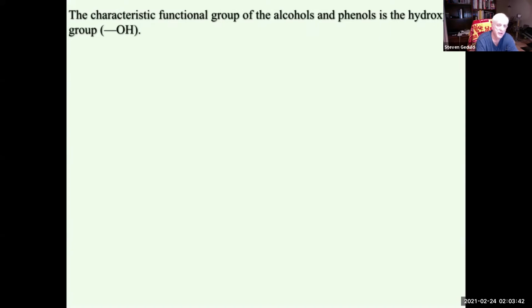The characteristic functional group of alcohols and phenols is the hydroxyl group. Remember we talked about phenols a little bit also? Phenols are a benzene ring, which is a 6-member ring with a conjugated double bond system, very stable, and has an OH group. That is a phenol. So phenols also have a hydroxyl group and they're considered alcohols.